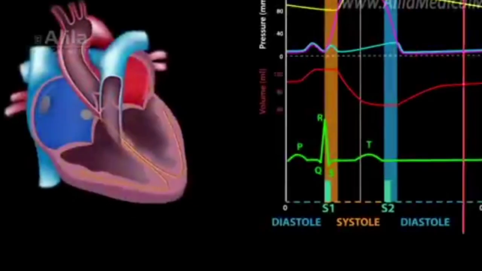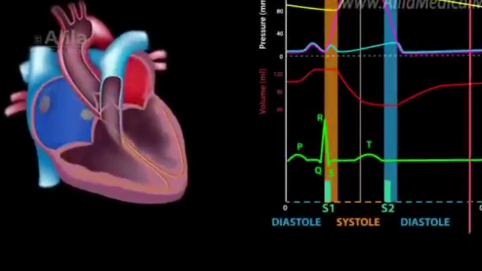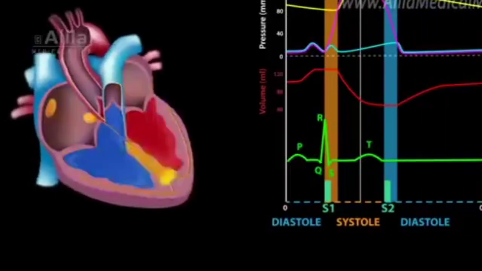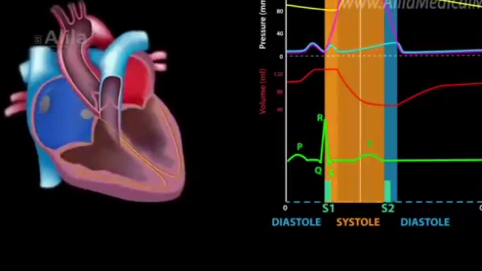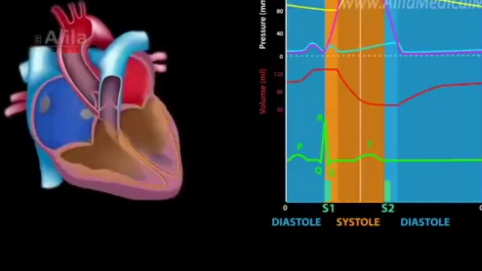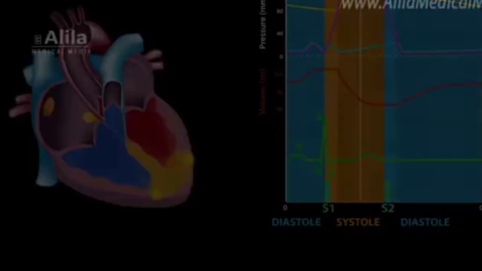The cardiac cycle refers to the sequence of events that occur and repeat with every heartbeat. It can be divided into two major phases, systole and diastole, each of which subdivides into several smaller phases. Systole and diastole, when not specified otherwise, refer to ventricular contraction and relaxation, respectively.